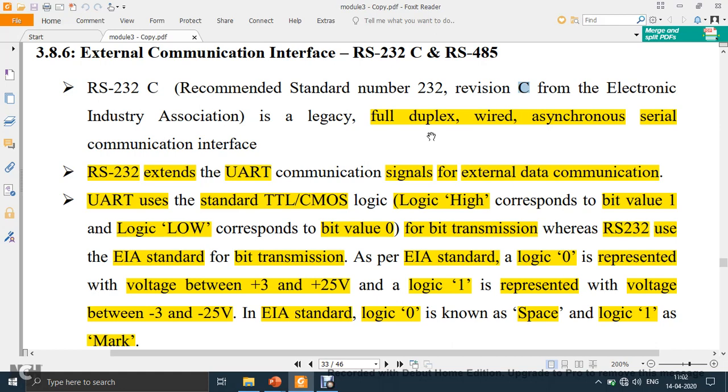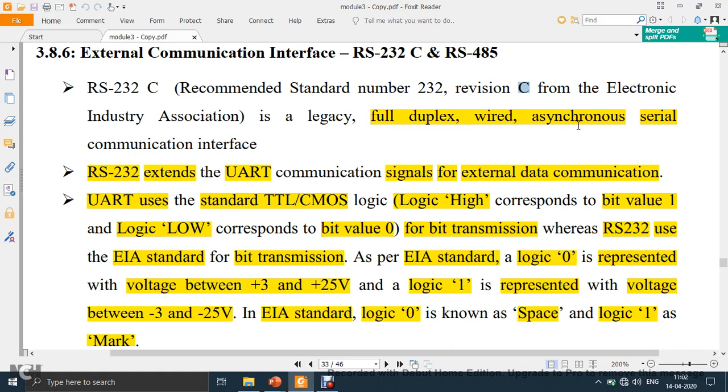That is, if there are two devices, device 1 and device 2, device 1 can send data to device 2, and device 2 can send data to device 1 at the same time. That is what full duplex is. A full duplex example is your mobile phone, wherein whenever two persons are talking, both persons can speak simultaneously.